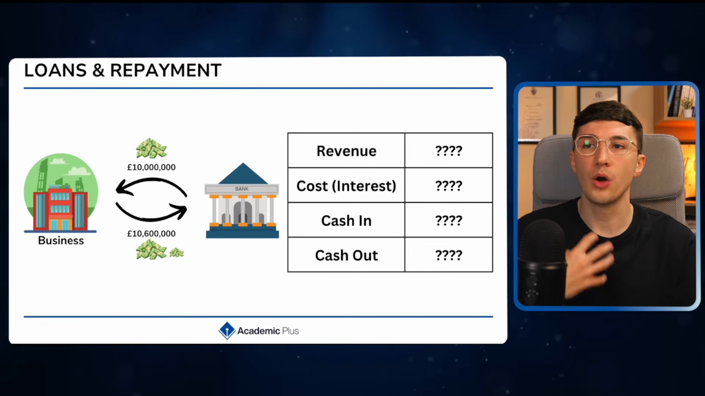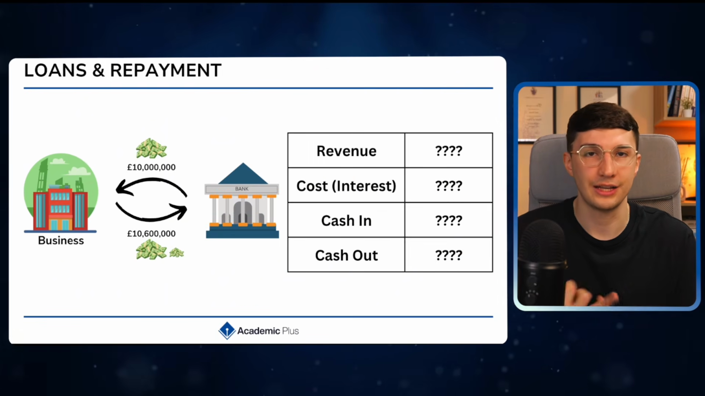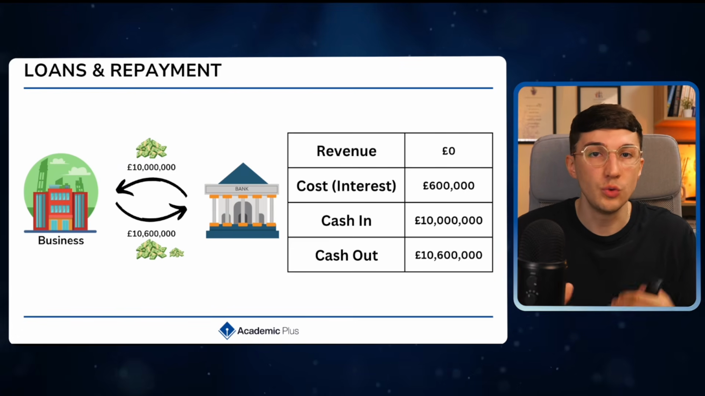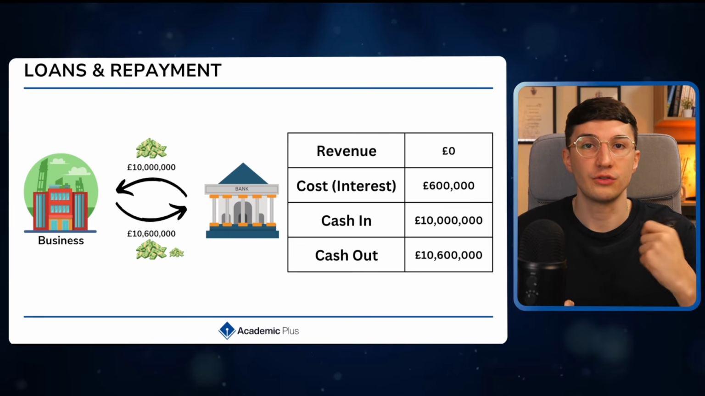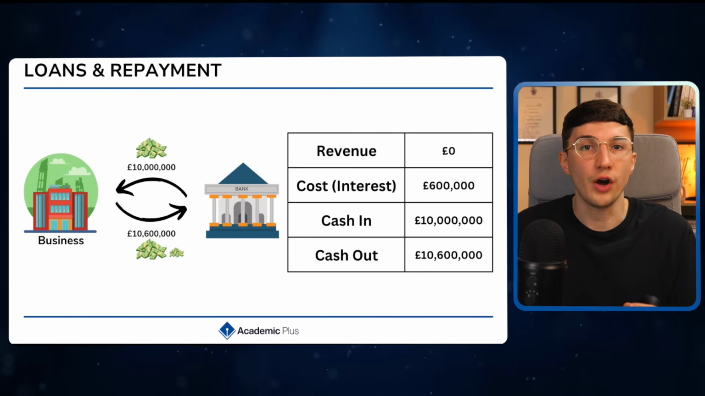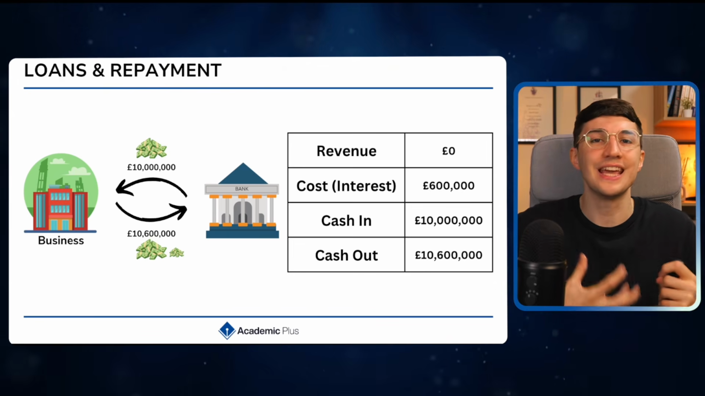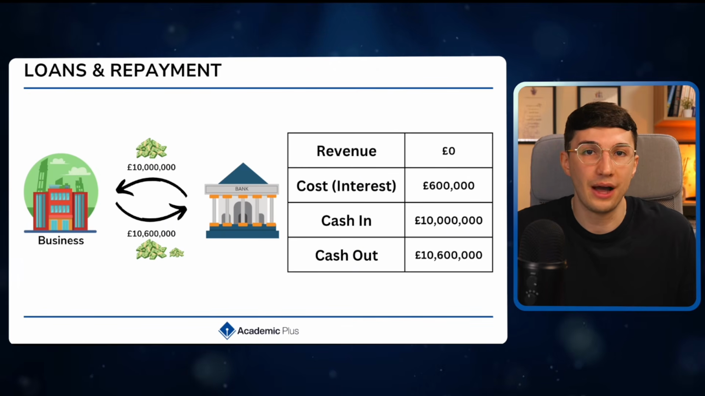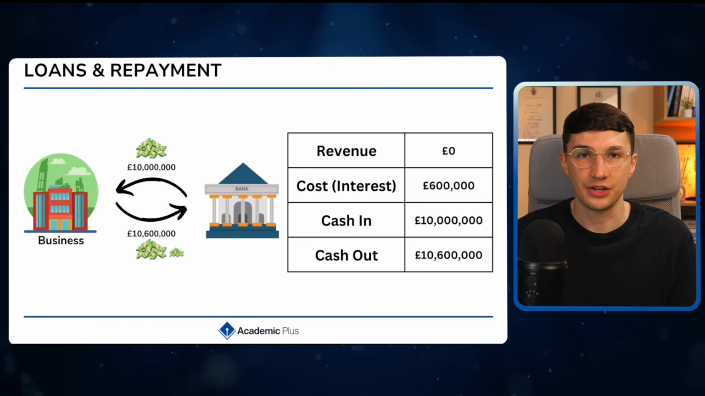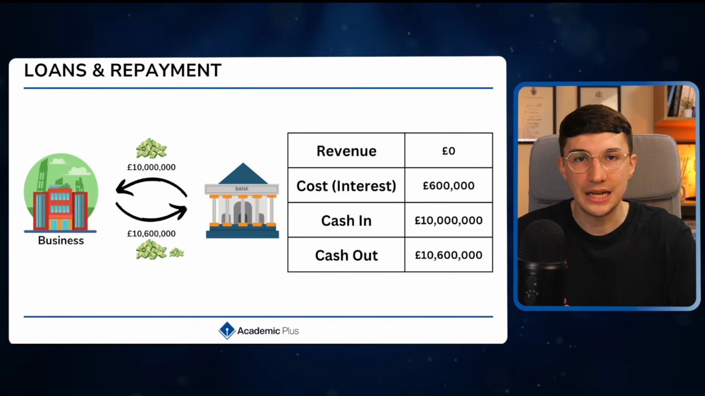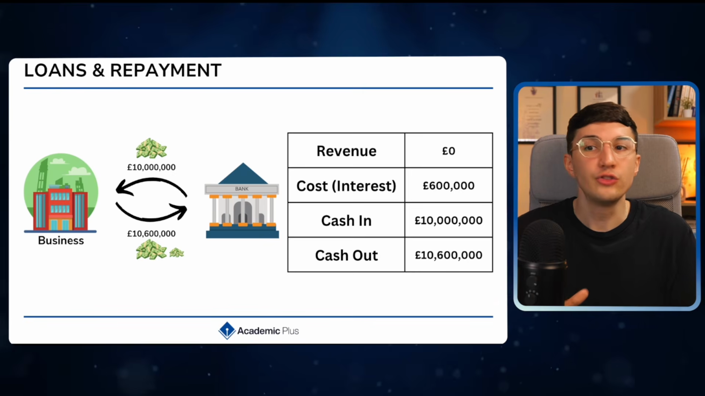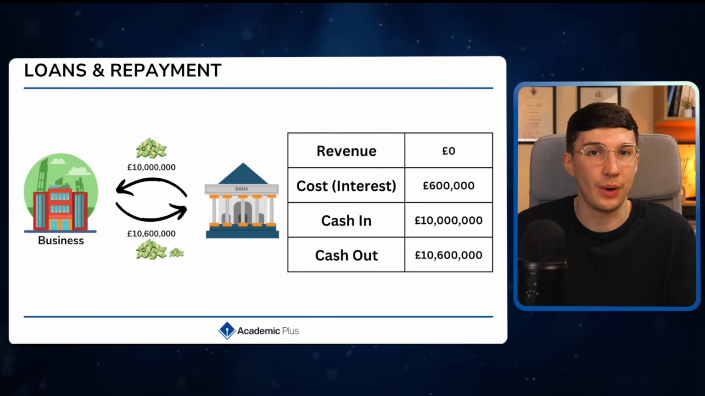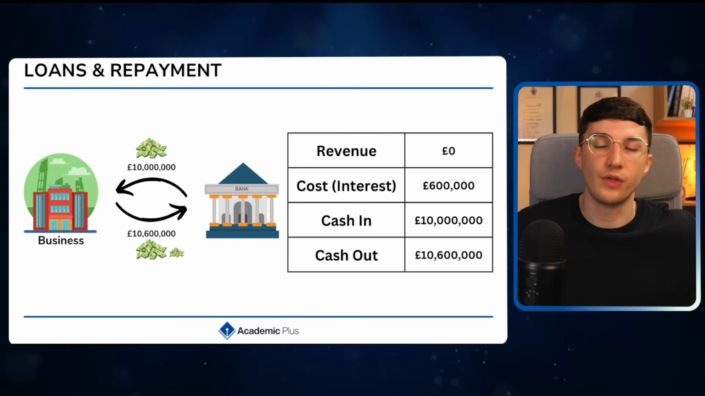Now, in terms of my revenue, my cost, the cash in and cash out. Well, first of all, revenue, I've made none. Remember, with revenue, you only make this through selling products or services. In terms of the cost, well, it's the cost of borrowing. It's the interest that's been charged for the loan. Well, that would be £600,000. But in terms of the cash in versus cash out, well, we've received £10 million today of cash in. And in terms of the cash out, well, we won't record 10.6 million straight away. That would be more so over the long term.